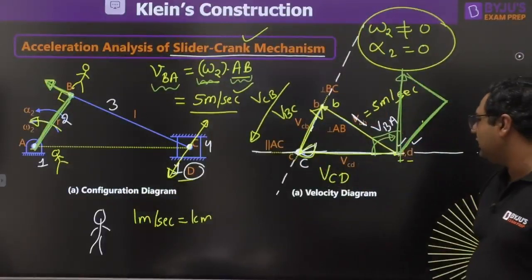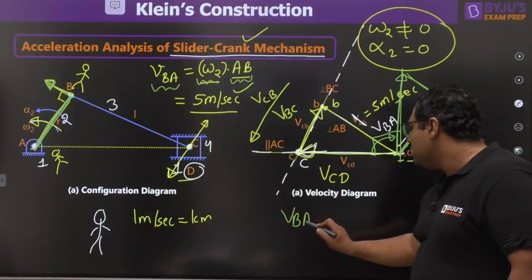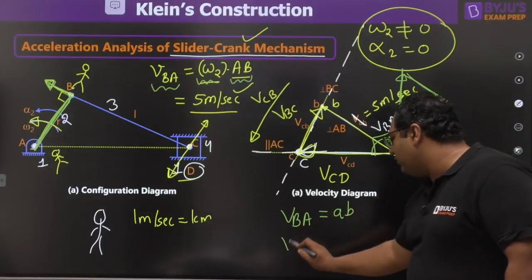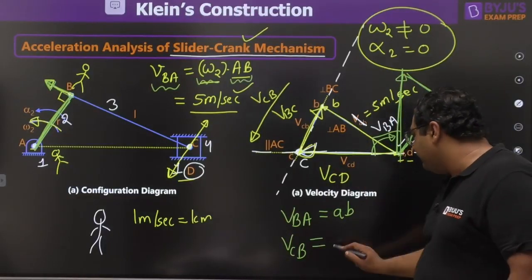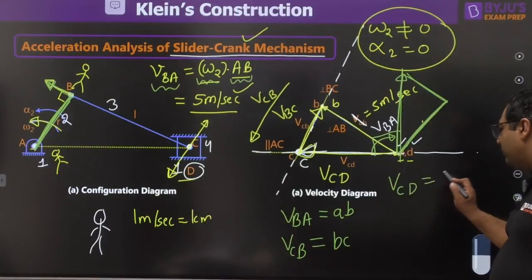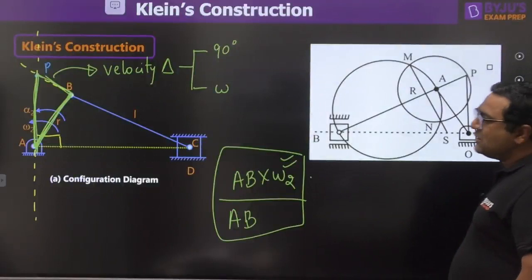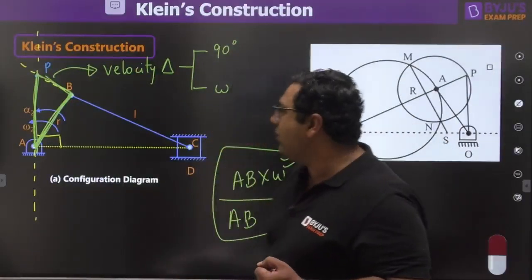So the point is, if you want to get the real values of velocity, these all are real values of velocity. Like if you say, what is velocity of B with respect to A? So I will be writing this length AB. If you want to write velocity of C with respect to B, I will be writing this length BC. If you want to write velocity of C with respect to D, I would be writing this length CD.